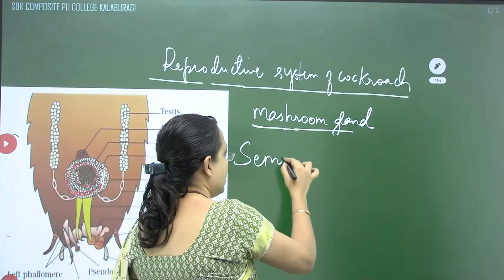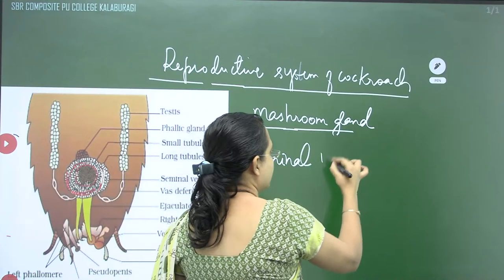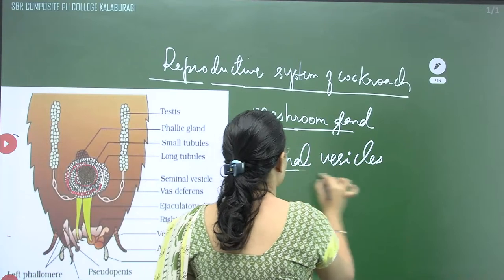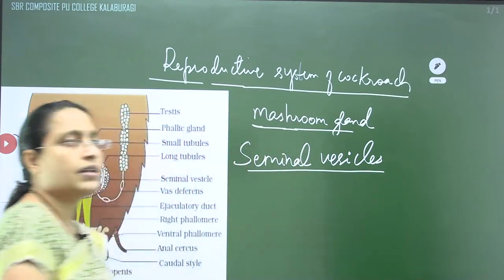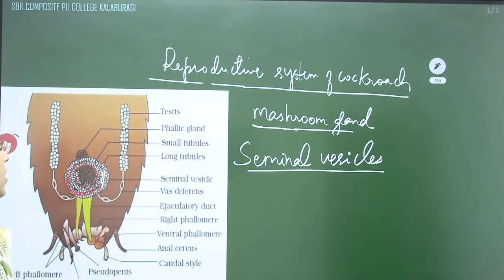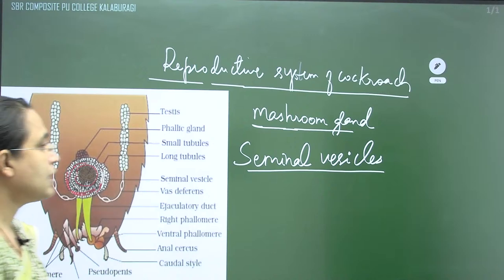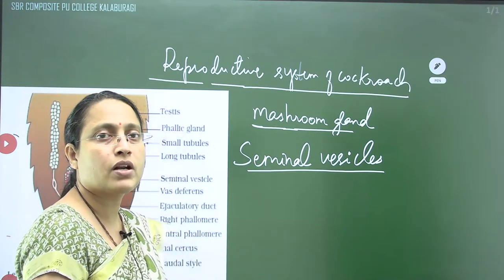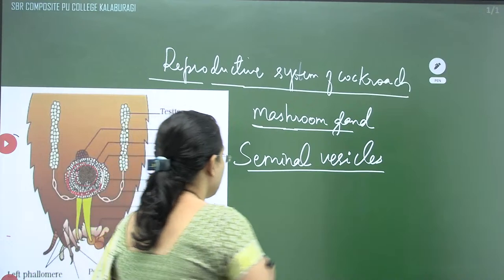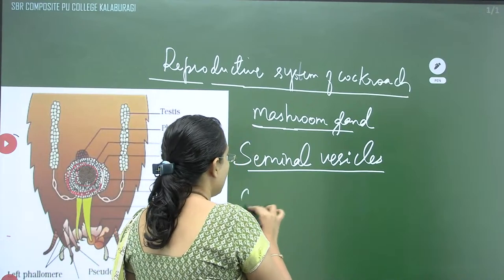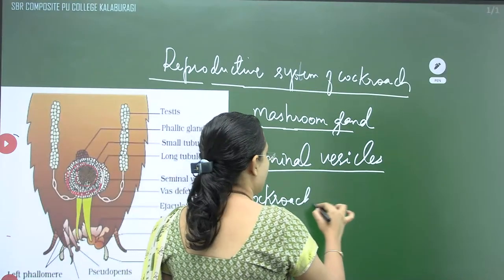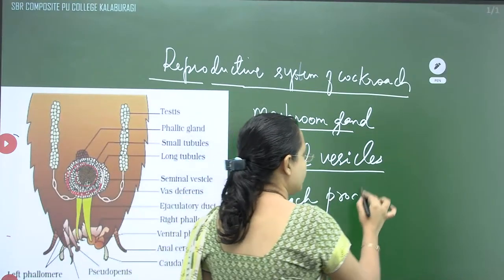Next, what are seminal vesicles? Now, in seminal vesicles, sperms are temporarily stored, okay, and spermatophore starts forming here. Packets of sperms are called spermatophores. So now you should know that cockroach produces packets of sperms.